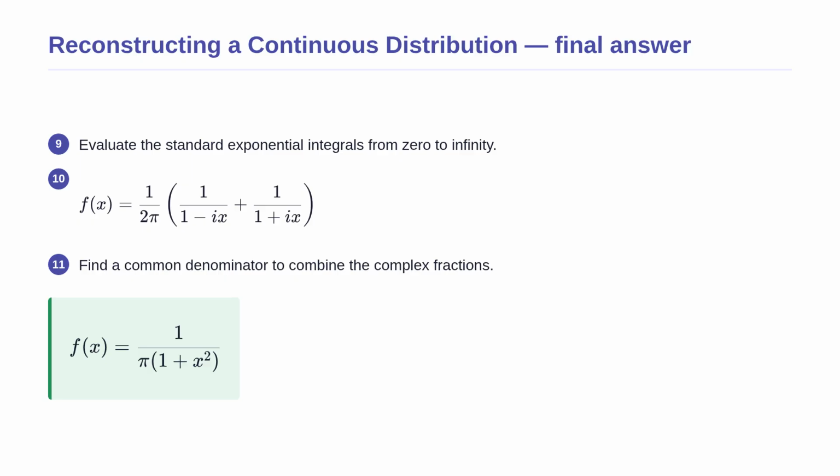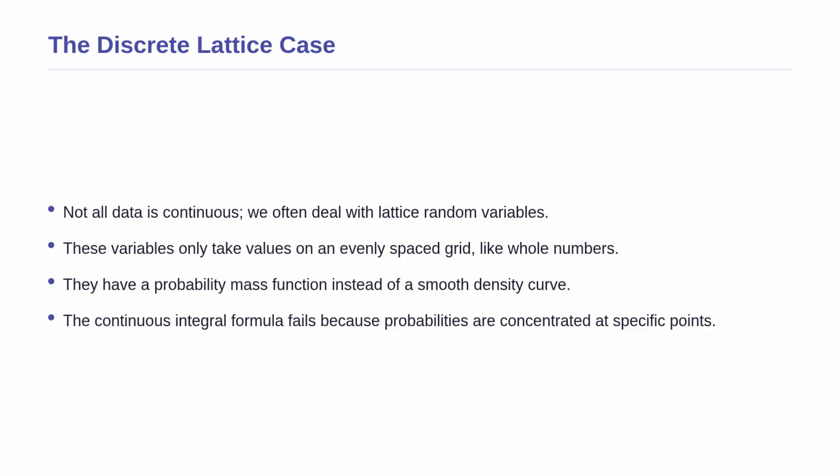This is exactly what we expect because a real probability density function cannot contain imaginary numbers. Our final answer is 1 over pi times 1 plus x squared. The inversion theorem successfully took an abstract exponential fingerprint and reconstructed the exact bell-like curve of the standard Cauchy distribution. We have successfully inverted a continuous distribution.